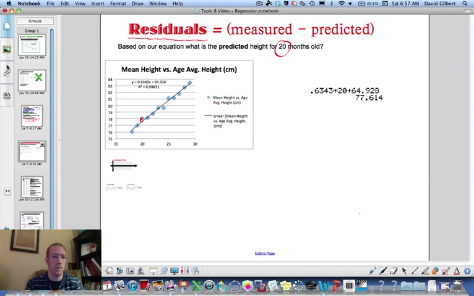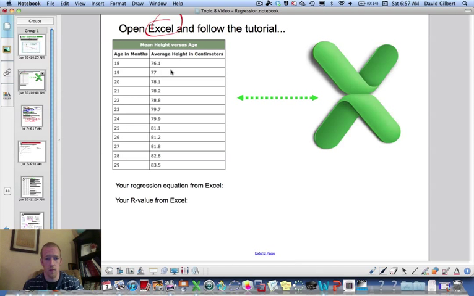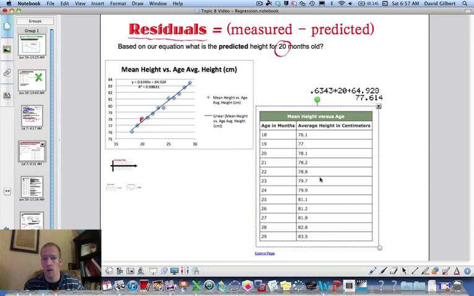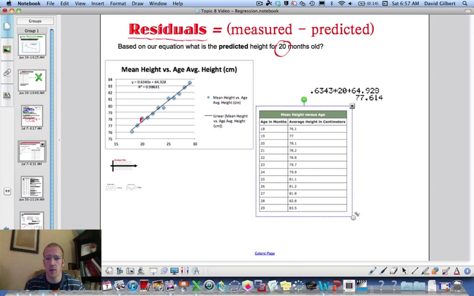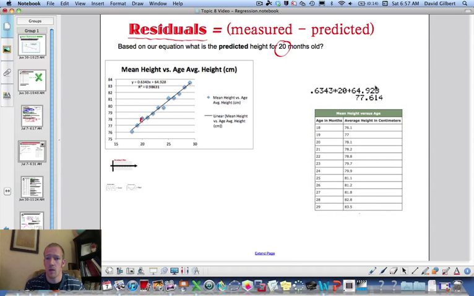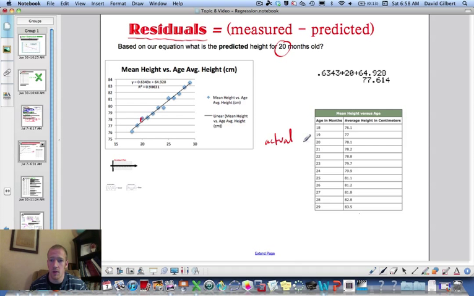On our, what am I doing here? My bad. So at 20 months, we had 78.1. So here is the actual, because this is what was actually recorded as the average heights, 78.1. Here's our predicted, because we used our equation to get it.